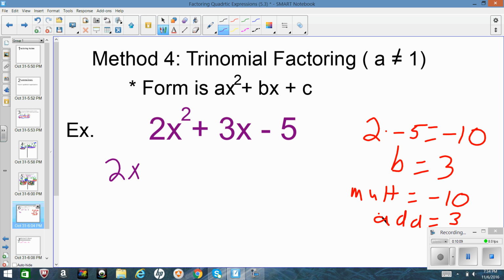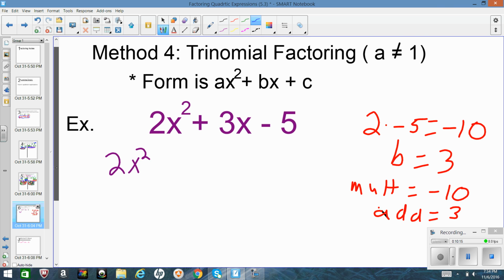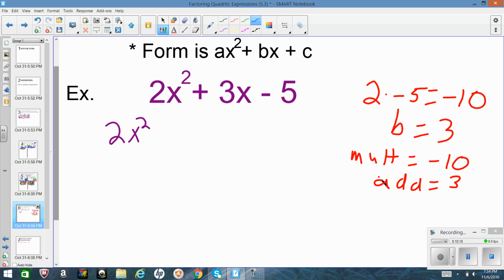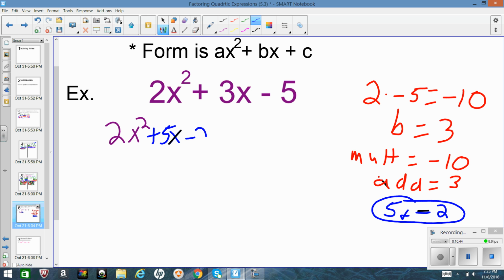Again, the first term does not change, 2x squared. Then I need to find my magic numbers to change my middle two terms. So what adds to 3 but multiplies to negative 10? That would be a positive 5 and a negative 2. 5 times negative 2 is negative 10. 5 minus 2 is 3. So I have 2x squared plus 5x minus 2x. And again, my minus 5 stays the same.